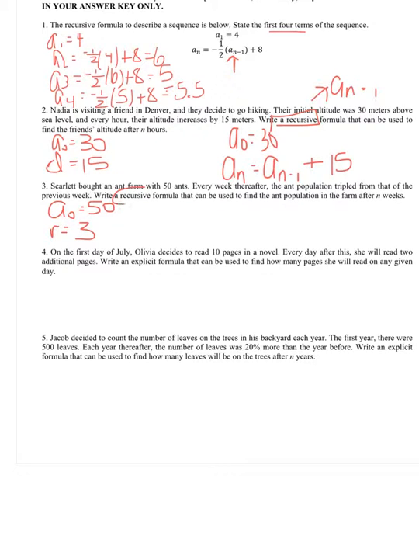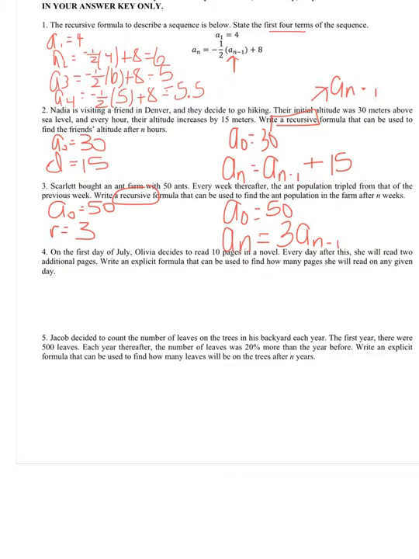Write a recursive formula. So first of all, you have to say where you're starting. A sub 0 is 50. And then recursive, again, uses the previous term. So a sub n is equal to, you're going to take the previous term and multiply it by 3. So you can write 3 times a sub n minus 1. Or if you write a sub n minus 1 times 3, that's the same thing. That's fine.